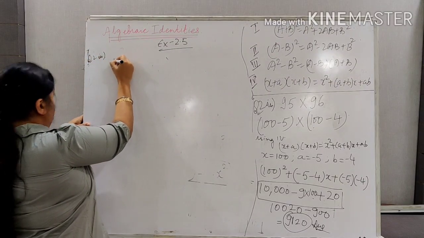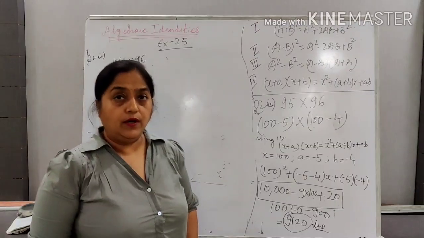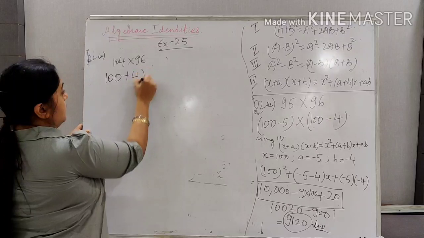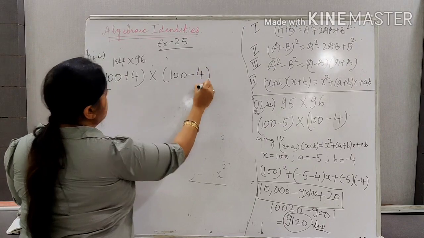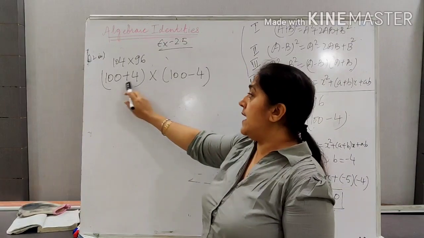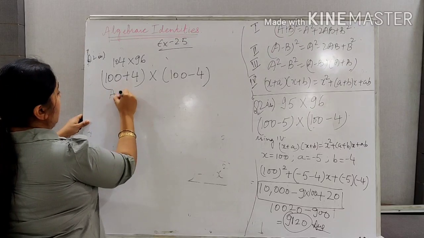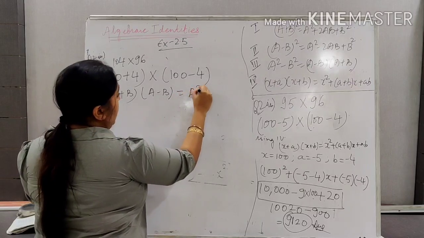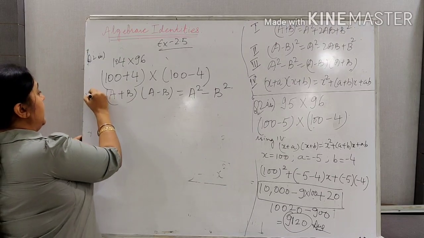Let us take question number 2, third part. It is 104 into 96. You can write 104 as 100 plus 4 and 96 as 100 minus 4. Please check it out. 100 plus 4 and 100 minus 4 is the same as A plus B, A minus B. So I can write it as A plus B into A minus B, which comes out to be A square minus B square. So here we are using identity 3.